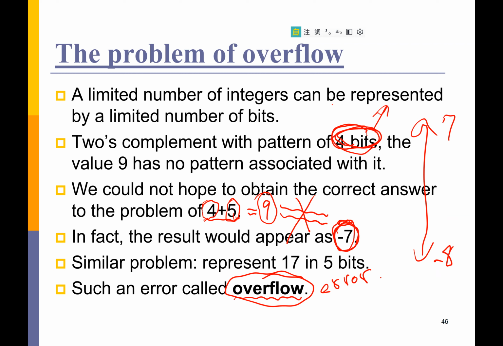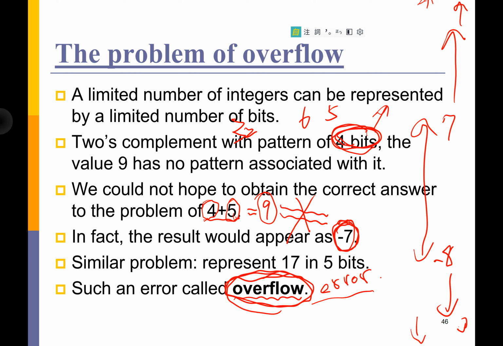If you have 5 bits, the range will get bigger. If you have 6 bits, even bigger. If you have 32 bits, the range is much bigger. And the bigger the range, the less chance you will encounter this overflow error. However, it cannot totally eliminate the problem of overflow error, because no matter how big the memory space you are using, you still will have a limited range. The range of the value is limited.